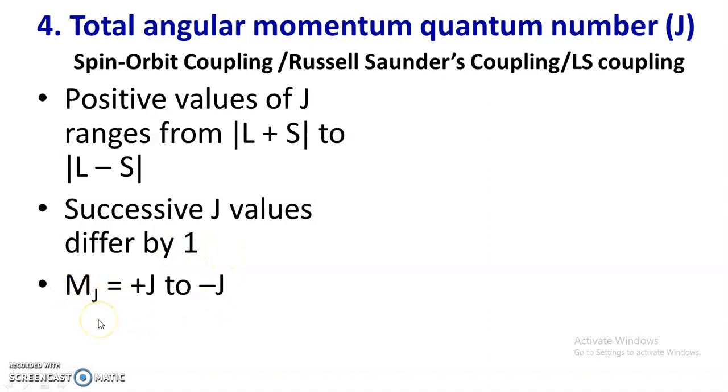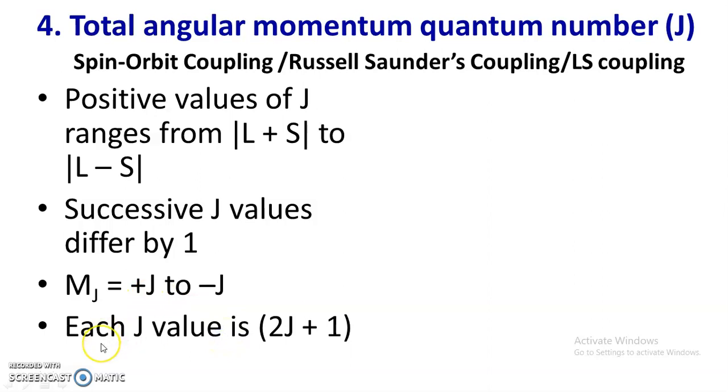Again, Mj is equal to plus J to minus J. For example, if J is equal to 1, then the possible Mj values are plus 1, 0, minus 1. If J is equal to 2, then the Mj values are plus 2, plus 1, 0, minus 1, minus 2. It is like that. Mj values range from plus J to minus J through 0, and for each J value there are 2J plus 1 of them. And this is what the total angular momentum quantum number J is.